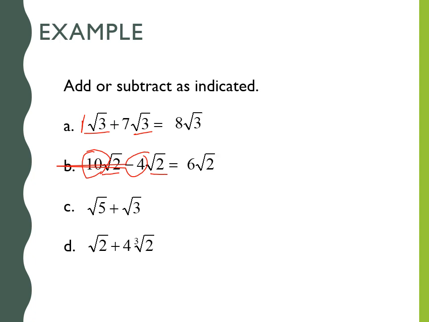Again, you want to think of it as if it said 10x minus 4x, and you tell me it's 6x, right?